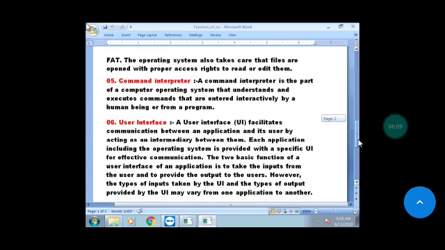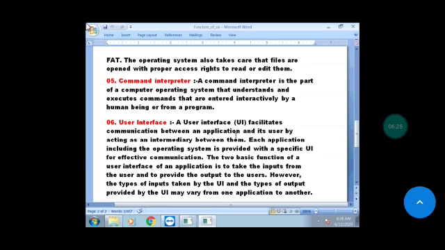Next one is command interpreter. You know, command interpreter is the part of a computer operating system which executes commands that are entered by you, my dear, even by the help of a program.